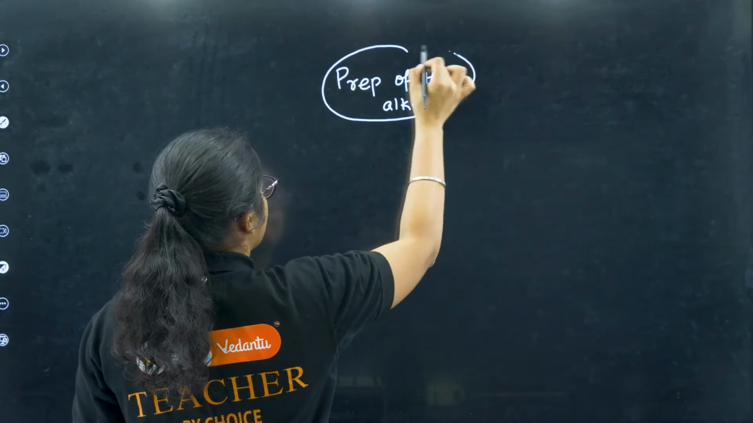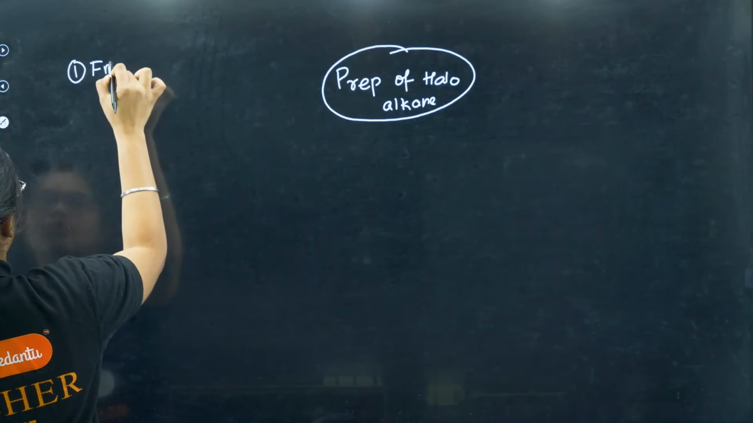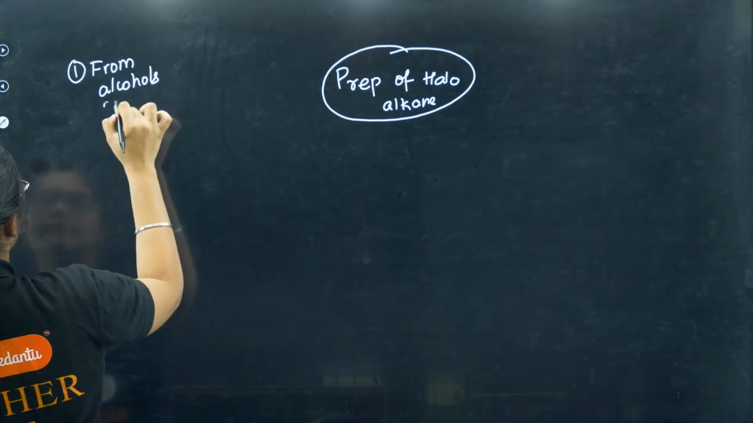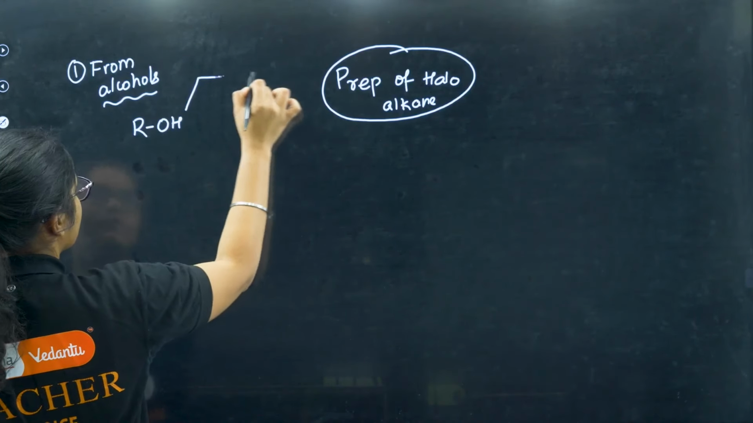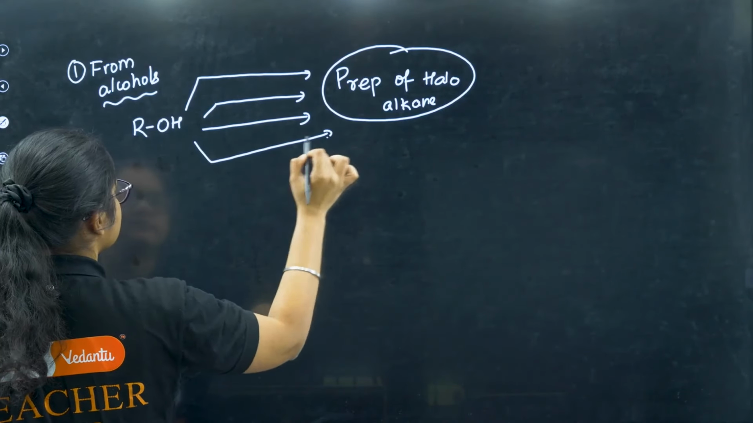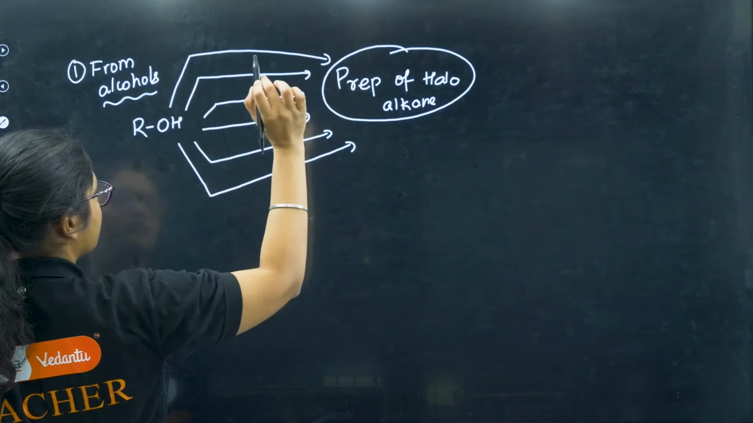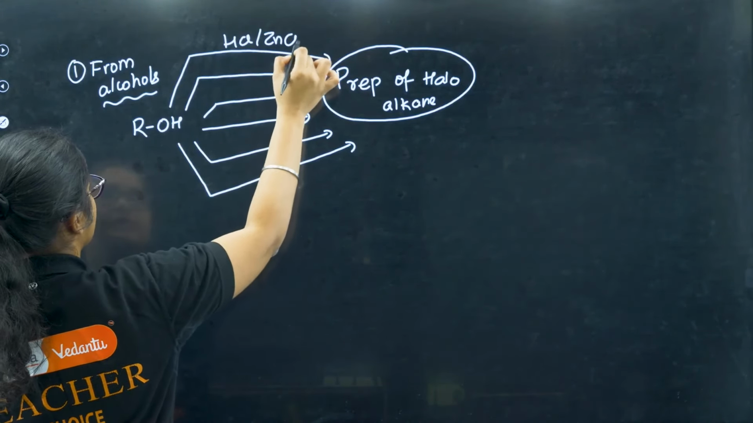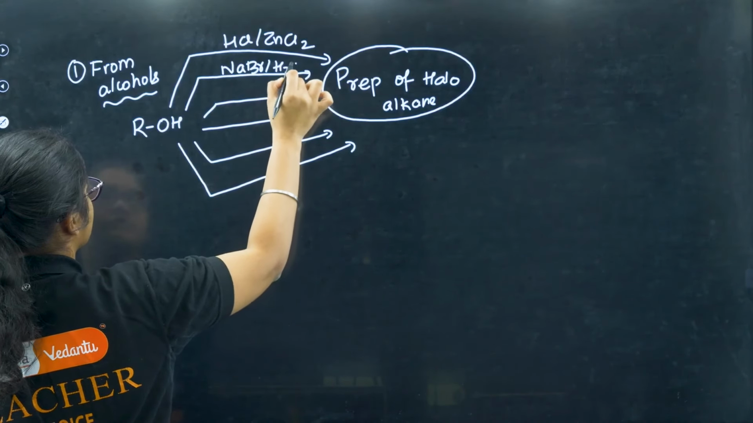First I have from alcohols. I'll write number 1, from alcohols. Then I will write here any ROH. Next I know there are 6 methods here, so I will make 6 lines like this. You will know that it is going here only, so no need to worry. The first one is HCl and ZnCl2. Second one is NaBr and H2SO4.